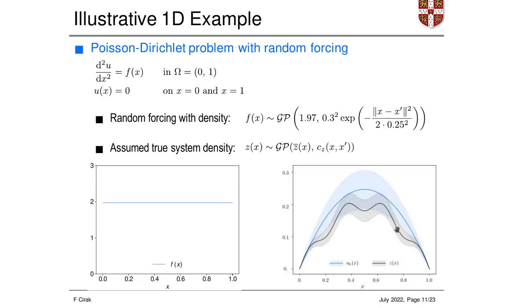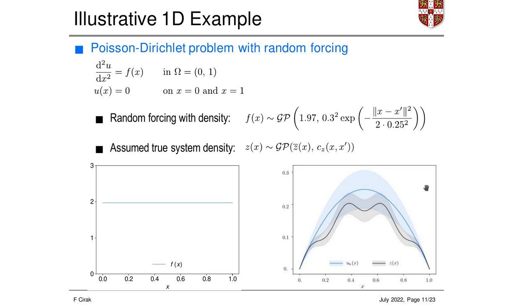As an illustrative example, here is a one-dimensional Poisson-Dirichlet problem with random forcing. As a prior belief, we may assume that the random source is a Gaussian process with a constant mean, and its uncertainty may be described by a squared exponential kernel listed here. Now we solve this PDE using finite elements, and we get the finite element prior solution indicated by the blue color plots here. The solid line represents the mean of the random solution, whereas the shaded area represents the 95% confidence interval.